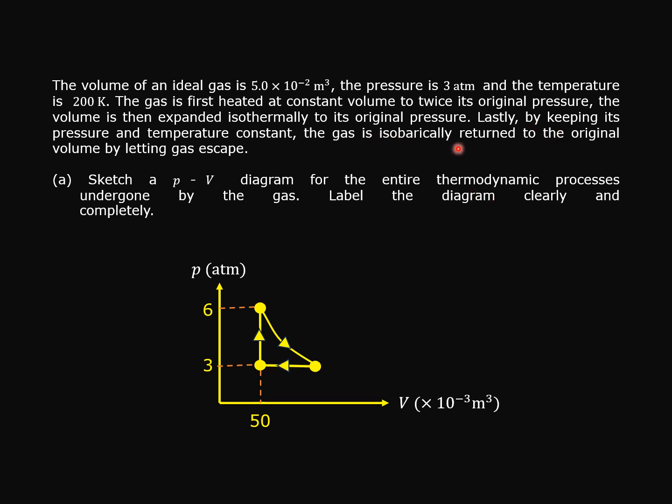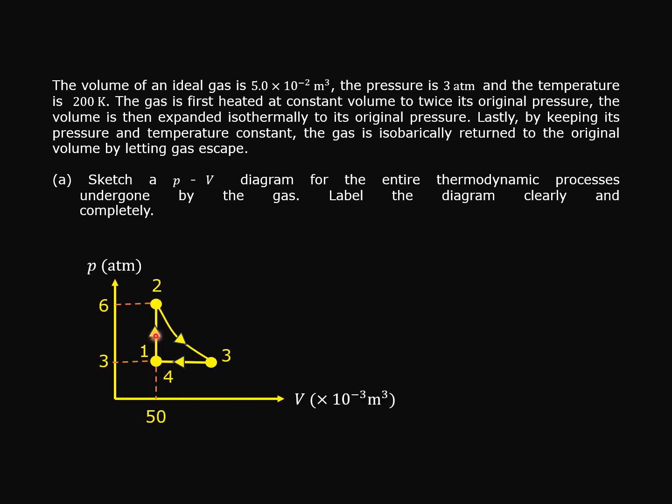Last process, it is isobaric. Isobaric means the pressure is constant. But this process is a little bit special, because in this process the gas is allowed to be removed or escape from the system. By doing that, it is possible to keep the pressure and the temperature constant. But basically, the gas is considered as isobaric. So that's why we will have a horizontal line which points to the left. That means the gas will maintain the pressure at 3 atm, and it will return to the original volume, which is equal to 50 times 10 to the power of negative 3 meter cubes.